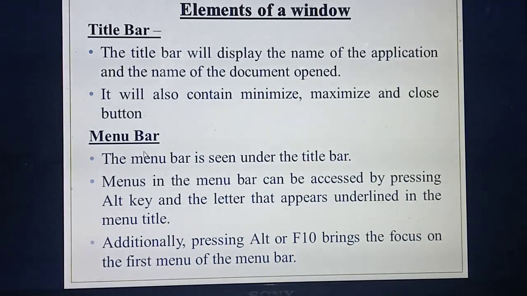If you need to open the File menu, you need to press Alt F, the first letter of the word. Then it will open automatically. For the Edit menu, press Alt E. That's a shortcut. Otherwise, you can press F10. If you press F10, the first menu present in the menu bar will always open.